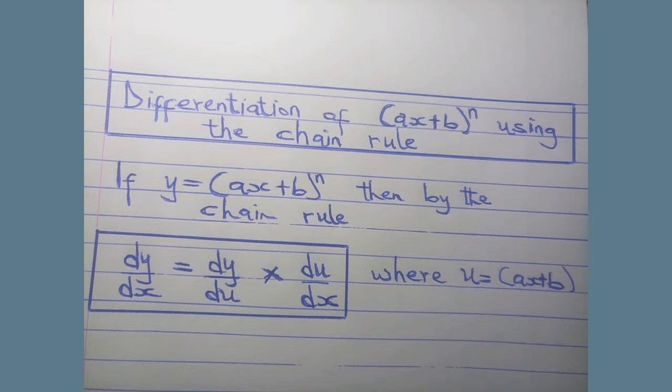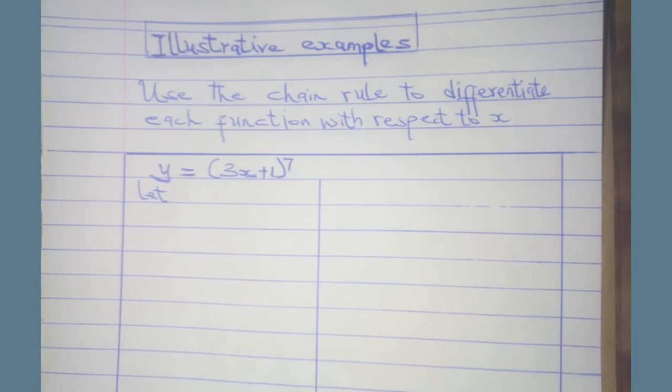Now, looking at this formula, the first thing you need to do is to find the derivative of y with respect to u. After that, you find the derivative of u with respect to x. Now, let's consider the following examples. Use the chain rule to differentiate each function with respect to x.